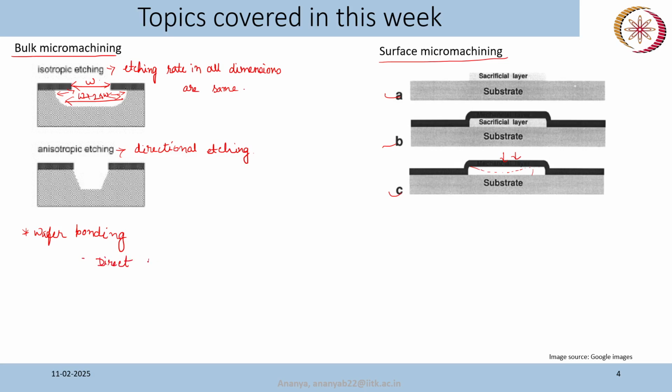Direct bonding, another is anodic bonding. This is used in case of silicon very frequently. And then intermediate layer bonding, where if the materials of the two wafers do not bond naturally, no such reaction happens between the substrates, you may do the bonding with an intermediate layer. Okay.